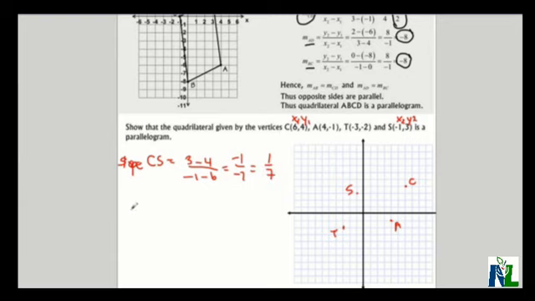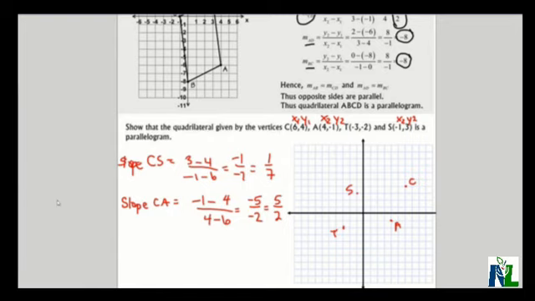I'll look at then the slope of CA. Since I already have C labeled x1, y1, I'll label A x2, y2. And that will give us -1 subtract 4 over 4 subtract 6. This gives us -5 over -2, which is 5 halves. Now we know CS and CA are not parallel.